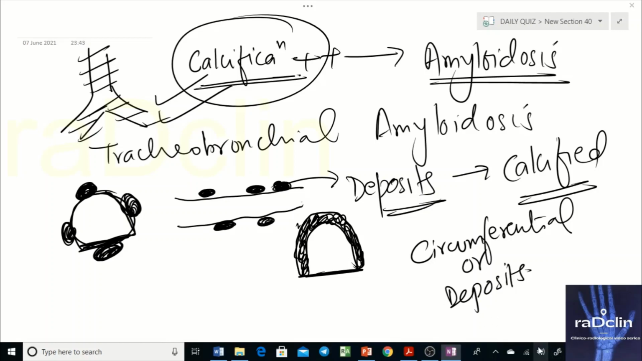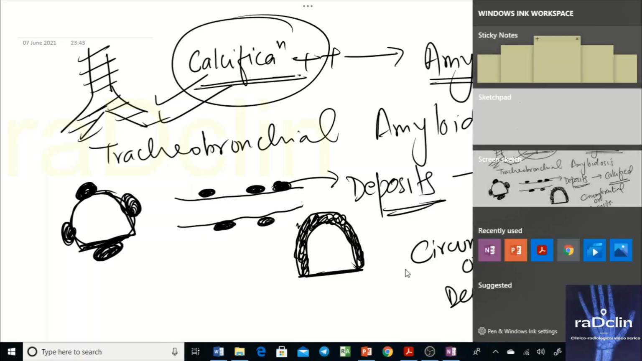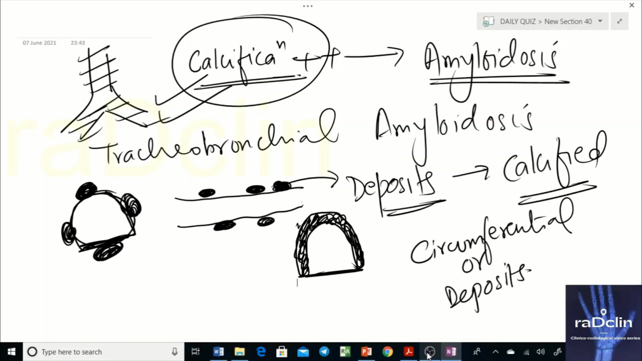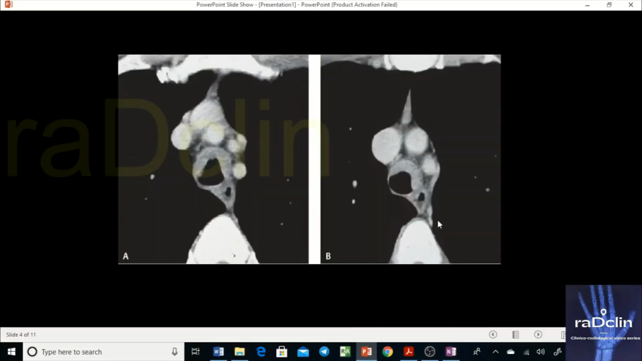I will never give you this patient without history. This patient cannot be given to you without history, unless you are given the history of amyloidosis, because without calcification it is difficult. It is a little atypical case, but remember that whenever you see calcified deposits in the submucosal space involving the anterior lateral wall, and it can also involve the posterior wall, then think of amyloidosis.